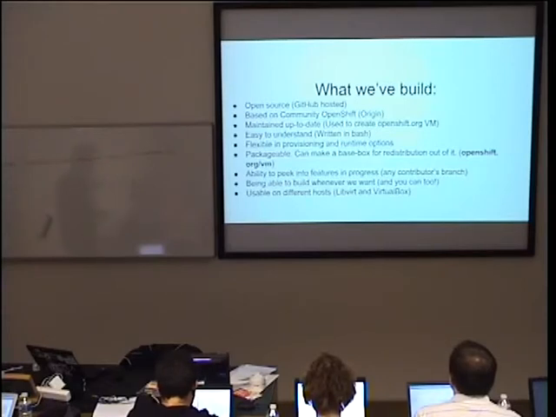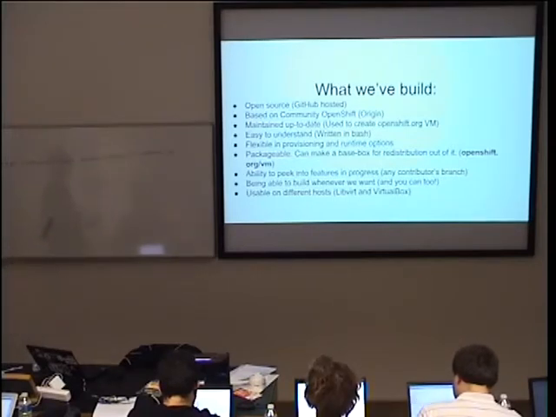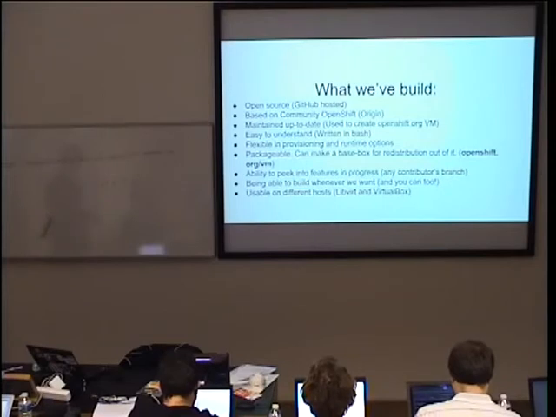It's easy to understand because it's written in Bash. It's flexible in provisioning options, although you don't have a large amount of provisioning options, but you can do some provisioning. You can package it. Once you create this installation, you can just do a vagrant box package and create one VM that you can reuse with everything that you have set. So it will start with the VM fully configured. That's what we do for the OpenShift VM.